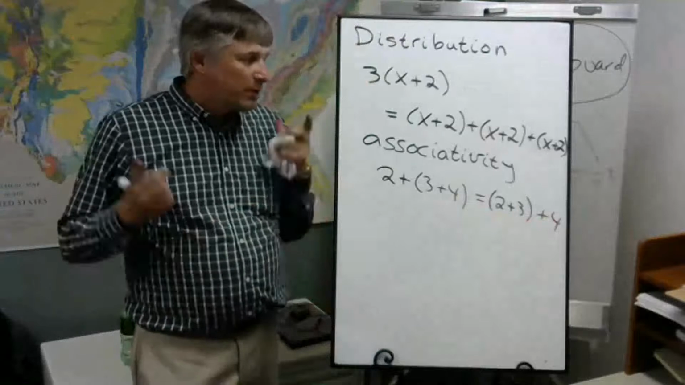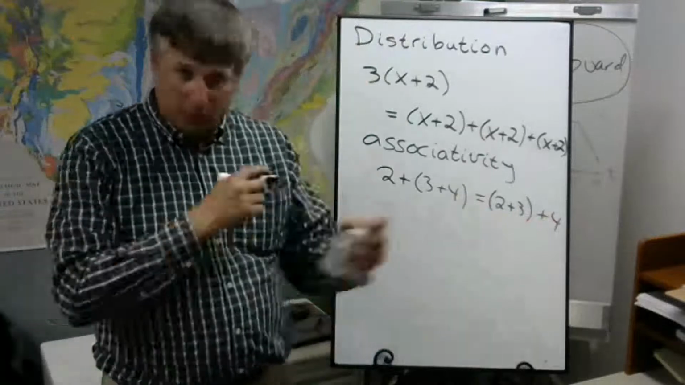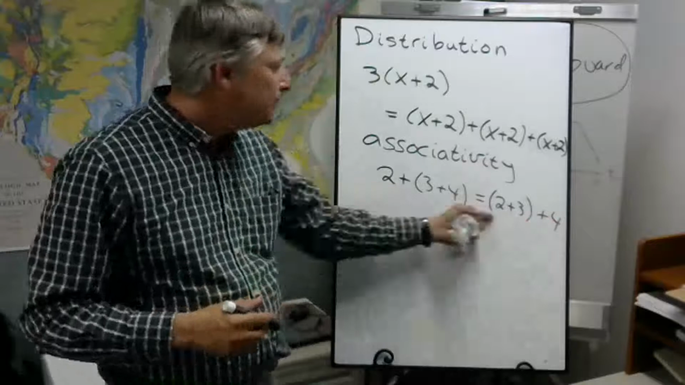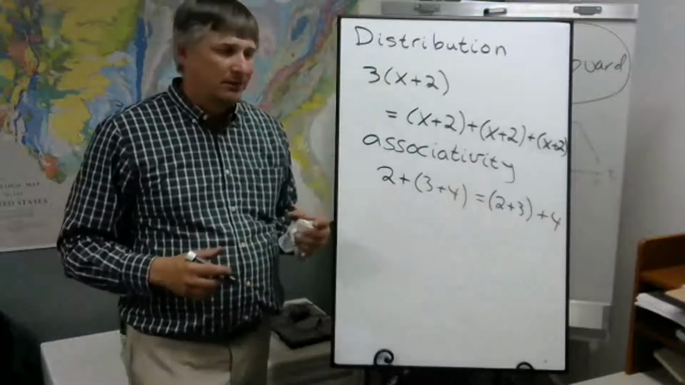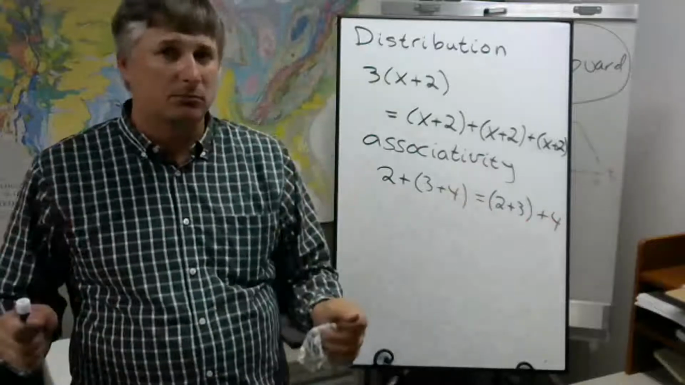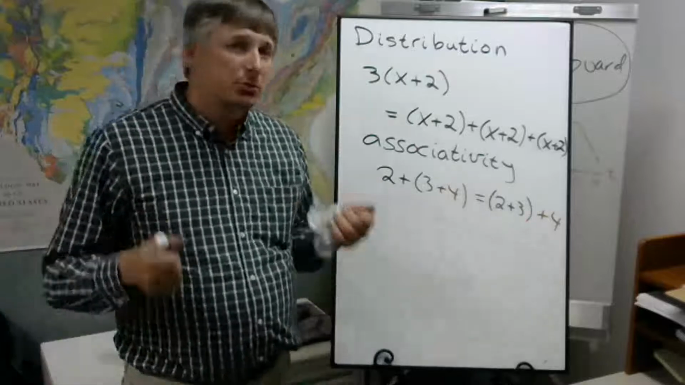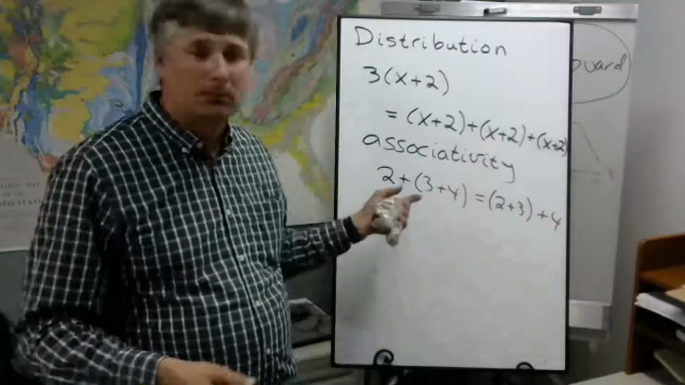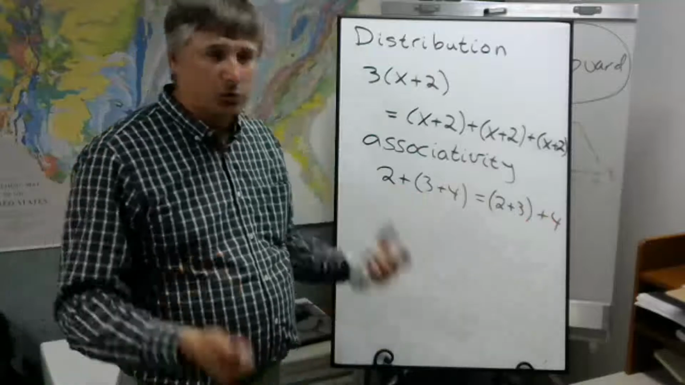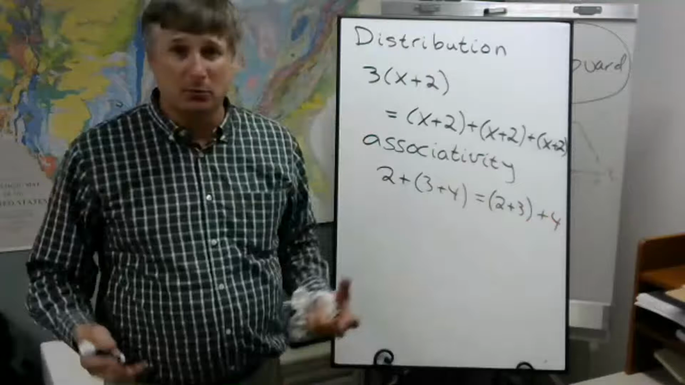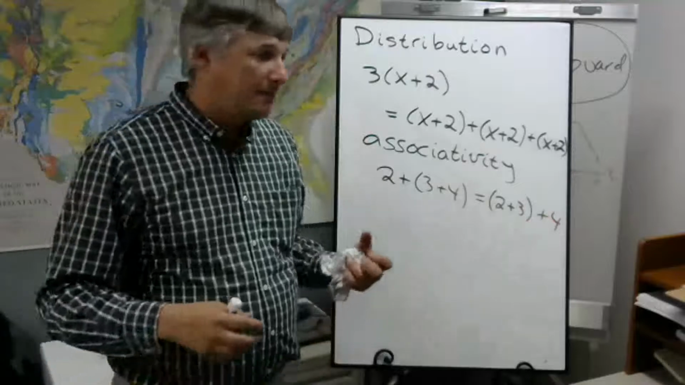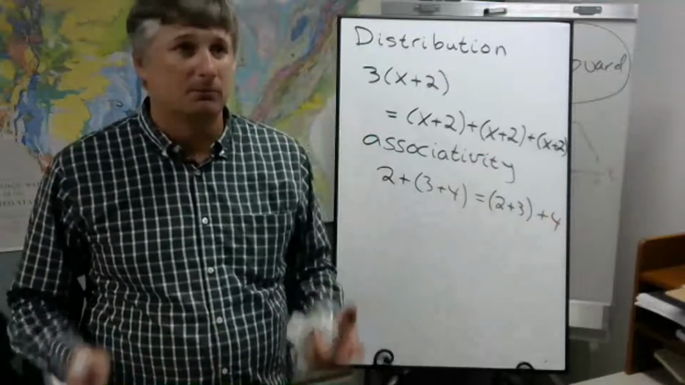So with addition, the order doesn't matter, and the grouping doesn't matter. Now, this is only true with addition and multiplication. Once you start throwing in subtraction and division, it's not going to work. Subtraction and division are not commutative, and they're not associative.